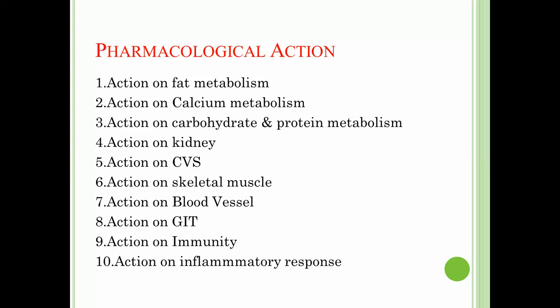As we saw in the action on carbohydrate and protein metabolism, they break down protein and fat, and then increase neoglucogenesis and glycogen deposition. If there is breakdown of protein, then there may be weakness of skeletal muscle. So this action on skeletal muscle depends on the action on carbohydrate, fat and protein metabolism. Whenever there is breakdown of protein, it leads to weakness of skeletal muscle.